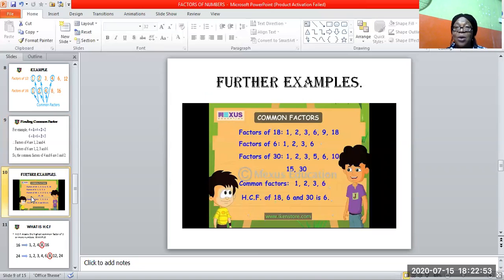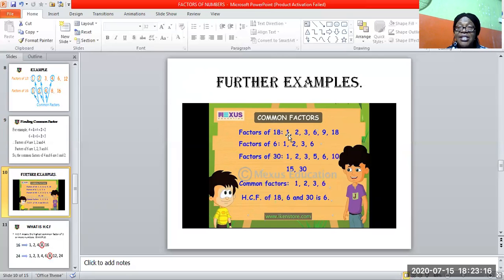Still working with our common factors. We give other examples so that you will understand fully. Your understanding will be full. So we say common factors. We have 18, 6, and 30.